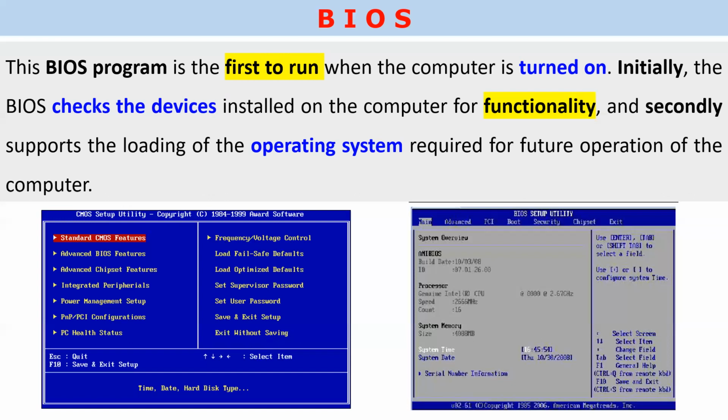There are two main functions with the BIOS. The first one is it will check all the hardware devices attached with the computer are properly working or not.